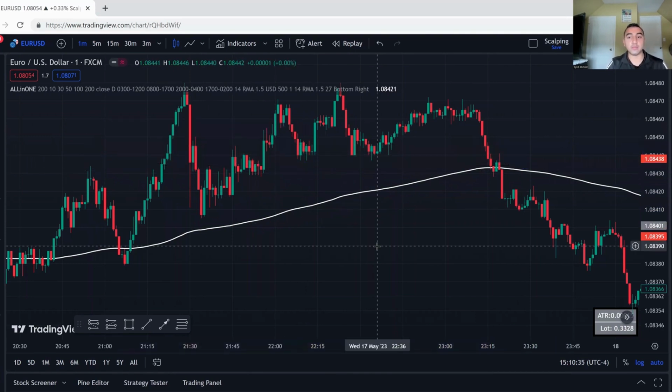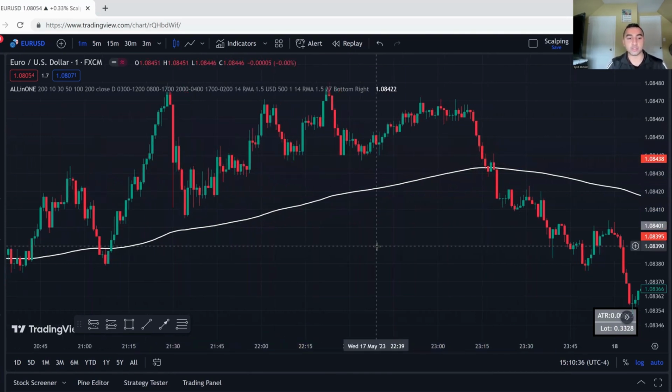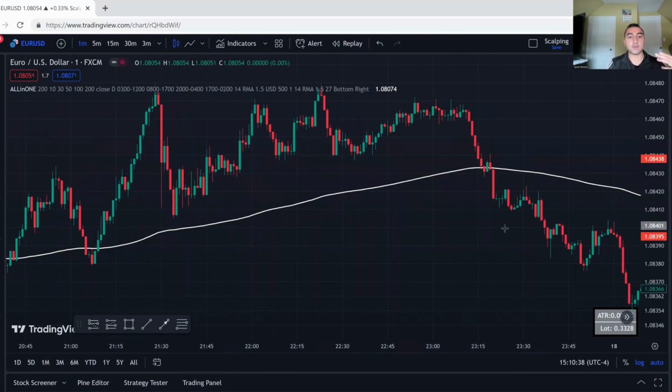Now, this is where the EMA comes in. It's a very dynamic level of support and resistance. Traders will use this EMA to figure out what the average price is. Because when you're around the average price, that means it's fair value.